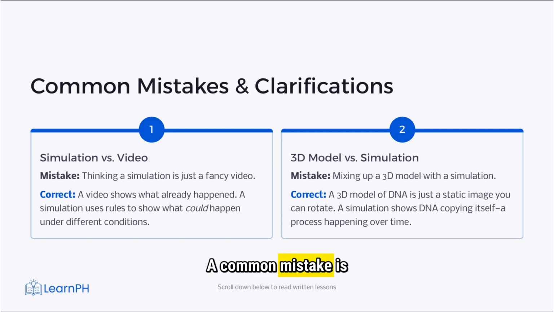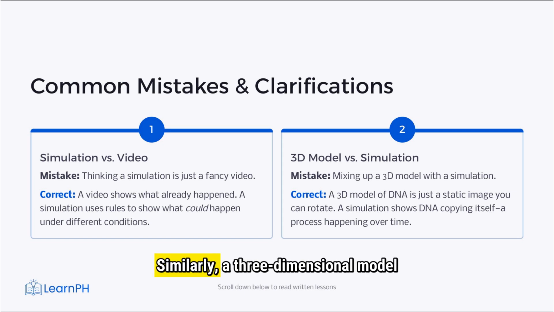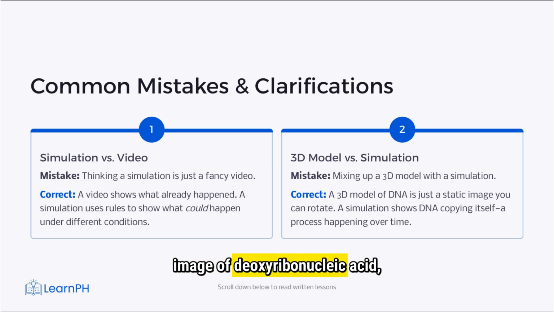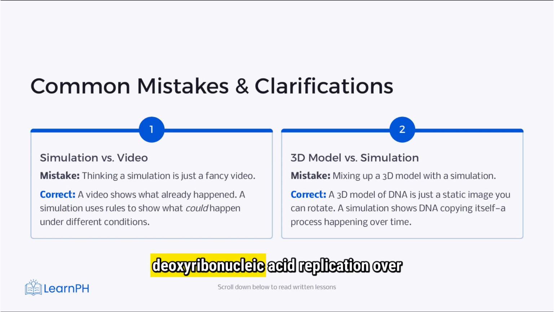A common mistake is confusing simulations with videos. Videos depict past events, while simulations use rules to predict future scenarios. Similarly, a three-dimensional model is often mistaken for a simulation. A three-dimensional model is static, like a rotatable image of deoxyribonucleic acid, whereas a simulation demonstrates dynamic processes such as deoxyribonucleic acid replication over time.